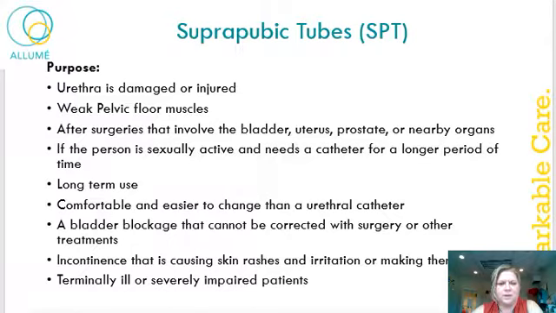Suprapubic tube purpose: the urethra is damaged or injured. There may be weak pelvic floor muscles. After surgeries that involve the bladder, uterus, prostate, or nearby organs. Also, if the person is sexually active and needs a catheter for a longer period of time, they would choose a suprapubic. It's used for long-term use.